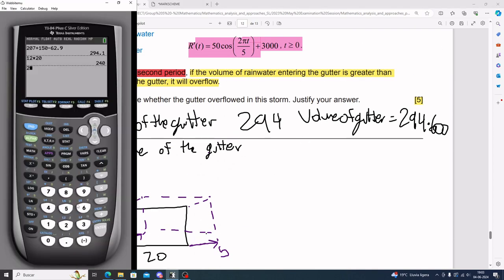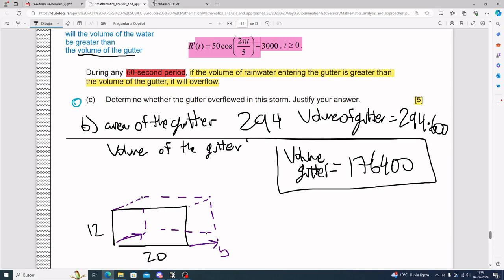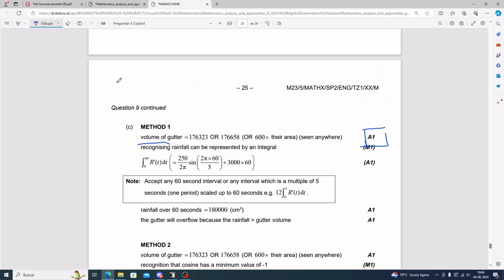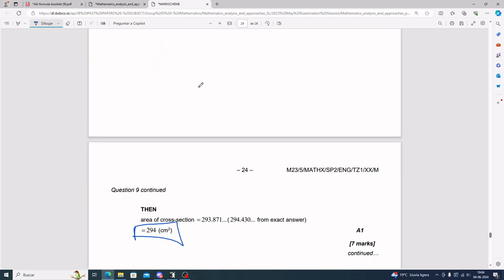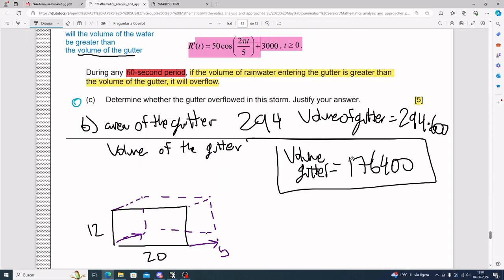The volume of the gutter is just going to be 294 times 600. See, so the volume of the gutter is giving me actually a nice number. So I'm going to put volume gutter equals 176,400. All right. So boom, that is already a couple points in the mark scheme, as you can see here. The volume of the gutter is the first step that you need to do, right? Here, there's going to be a couple different answers because it depended on your method, depended on using significant figures or decimal values. But don't worry, over here it tells us that multiplying 600 by your area is good enough.